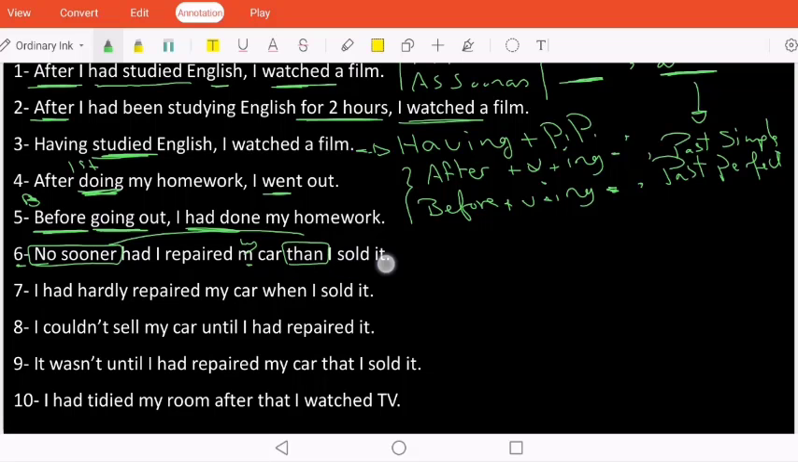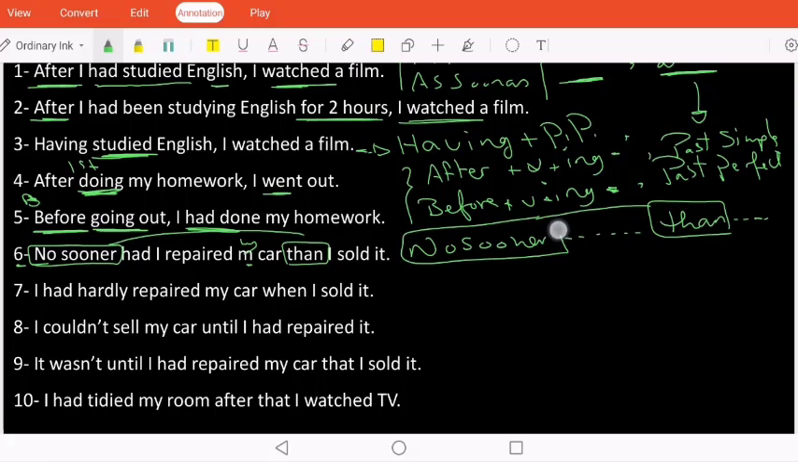Then I sold it. So no sooner, in the beginning of the sentence and before the past simple tense, we use than. No sooner here is mainly related to the word than. Okay, it can't be changed. We can't say no sooner when or no sooner after or whatever at all.